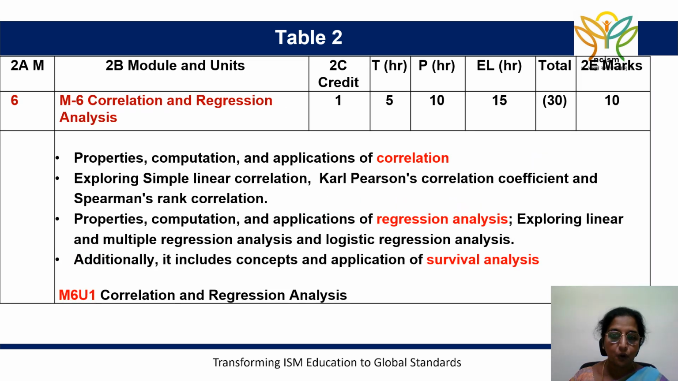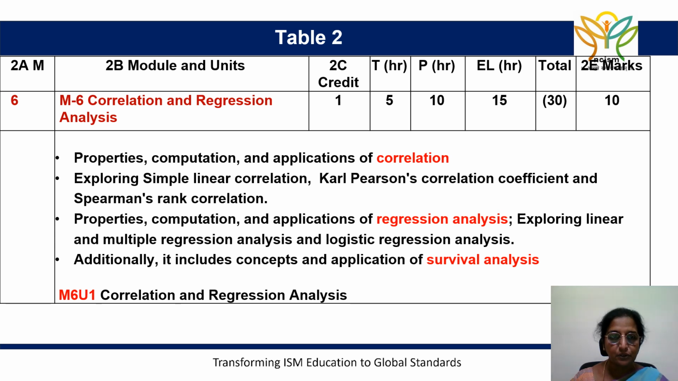Coming to the last module, correlation and regression analysis. It consists of one unit with a broad title, correlation and regression analysis. It carries 1 credit with 30 notional learning hours and 10 marks assigned for the university examination.